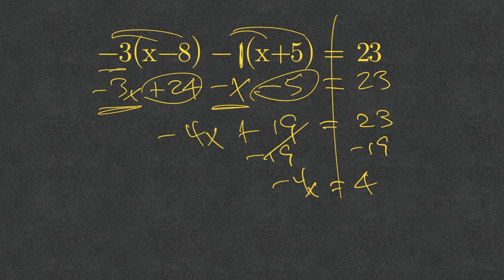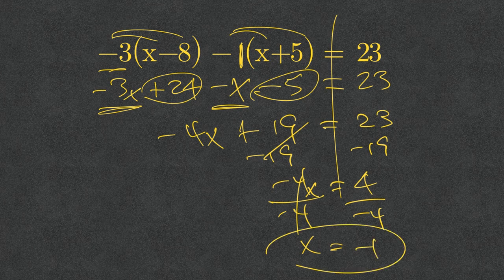Do I need to multiply or divide? By? Negative 4. Good. Positive 4 divided by negative 4. Negative 1. Good, good, good, good. Outstanding. Negative 1.